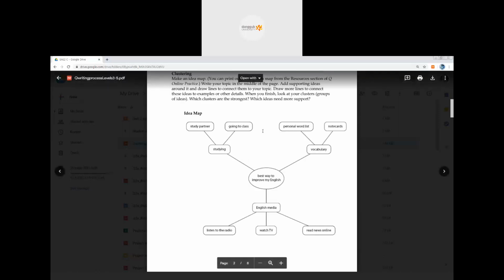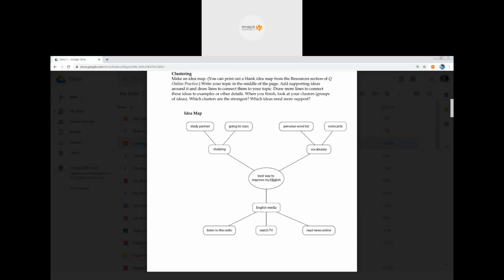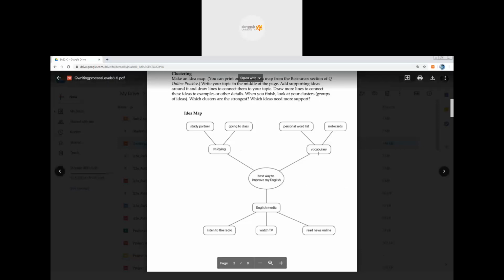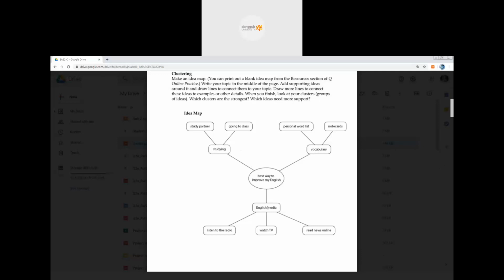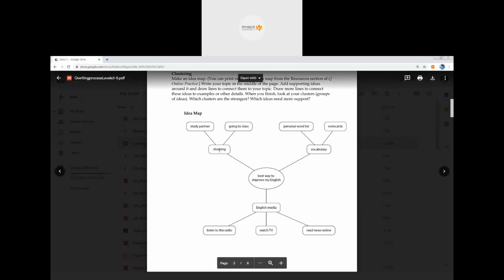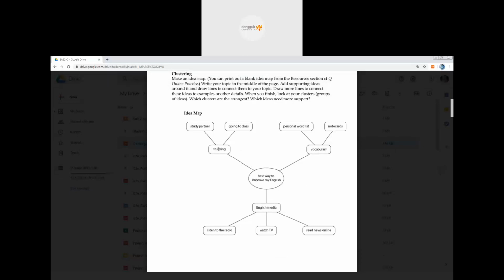So here's an example of a mind map or an idea map. So your topic is best way to improve my English. So some of the main ways are by studying vocabulary, improving your vocabulary, and using English media. Okay, so these are the three main points. First is studying, and then these are the supporting points. They've got an example like use a study partner and go to class.